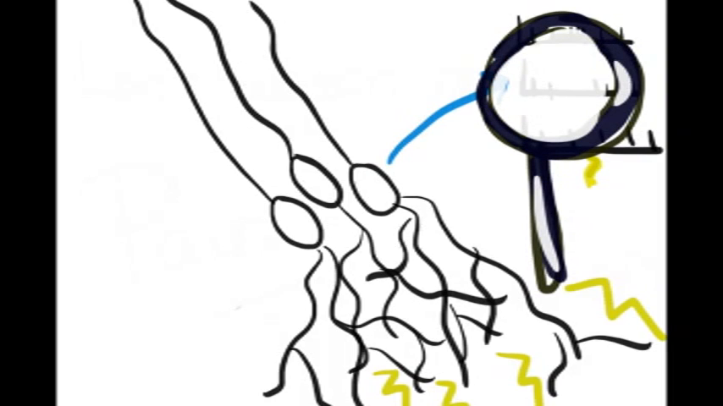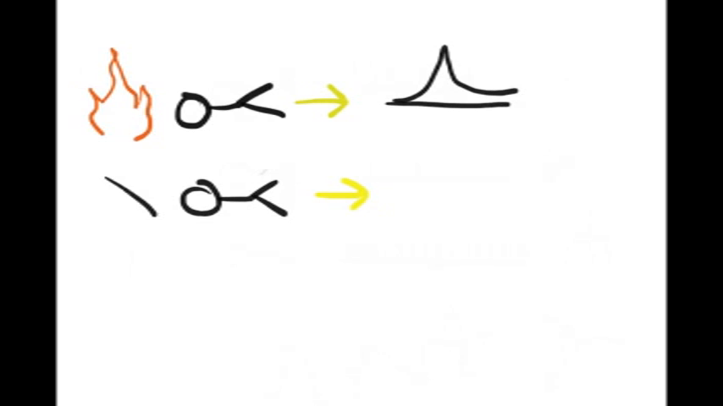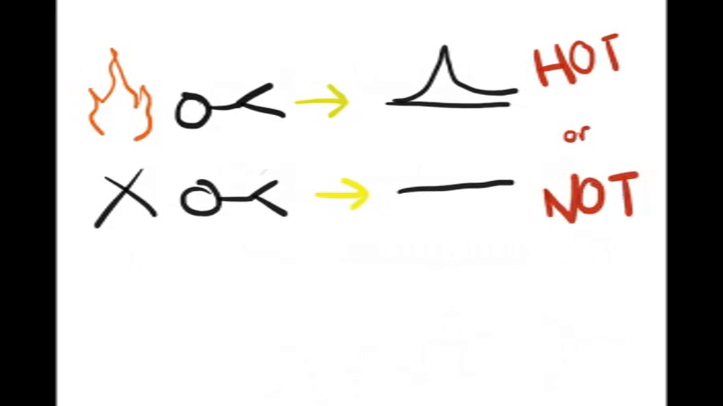In the most simple form, this neural coding could be binary. Either the neuron spikes or it doesn't. Yes or no. If we invent an imaginary neuron that senses heat, then its spike could mean hot and no spike could mean not. Hot or not.